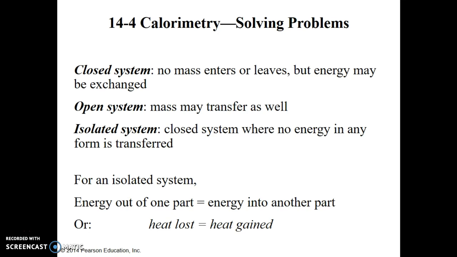There are three types of environments that we can deal with. In a closed system, you basically have a lid on a jar, so whatever's in there stays in there, the mass stays the same. However, you can still lose energy through, say, emitting heat out to the air around you. That would be a closed system where the energy can be exchanged, but the mass is constant.